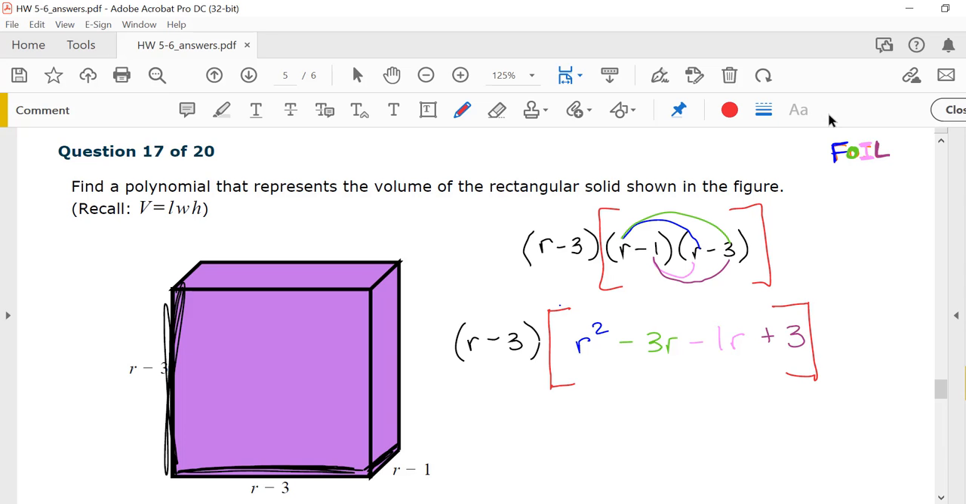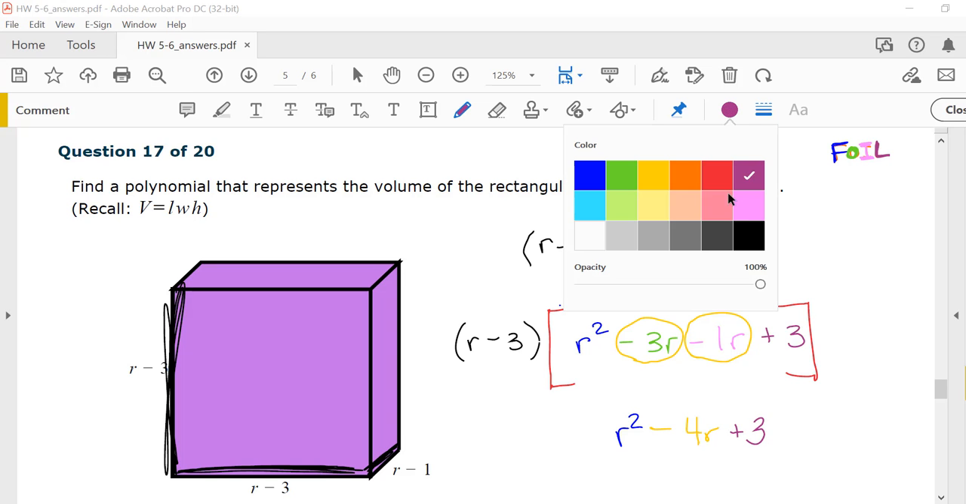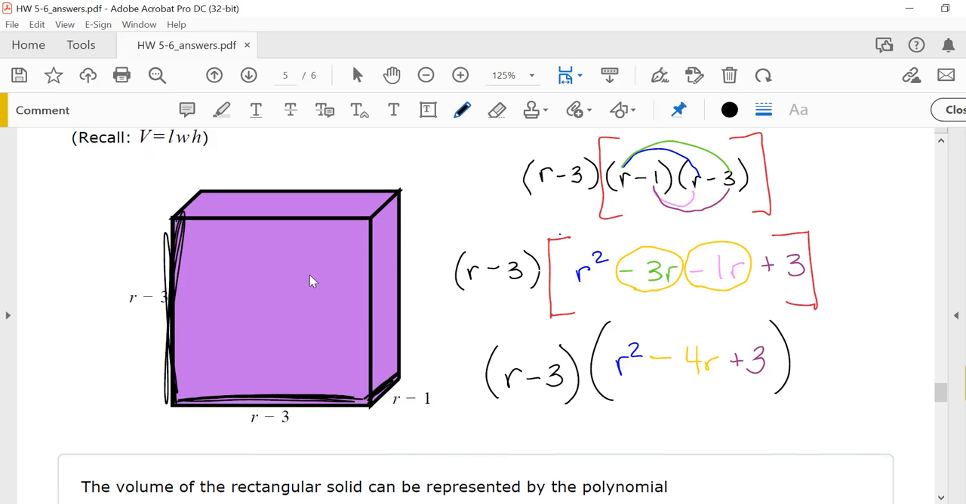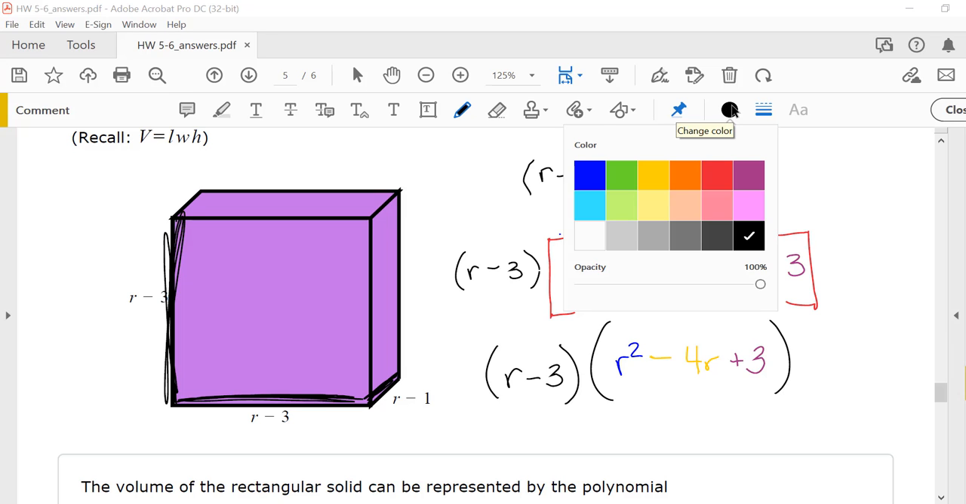Can I simplify anything in those brackets? Can I collect any like terms? Yes. I get negative 4r. So I have r squared minus 4r plus 3. That's all inside those red brackets. And I want to multiply that by r minus 3. So here we go. We're going to do a binomial times a trinomial.